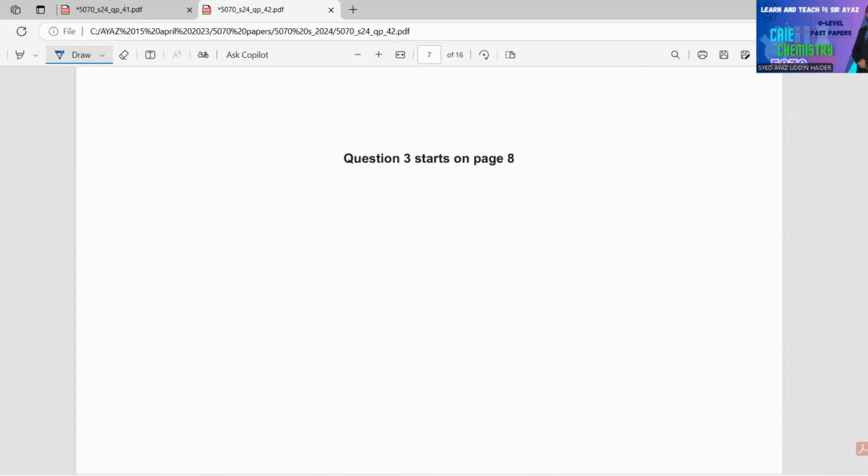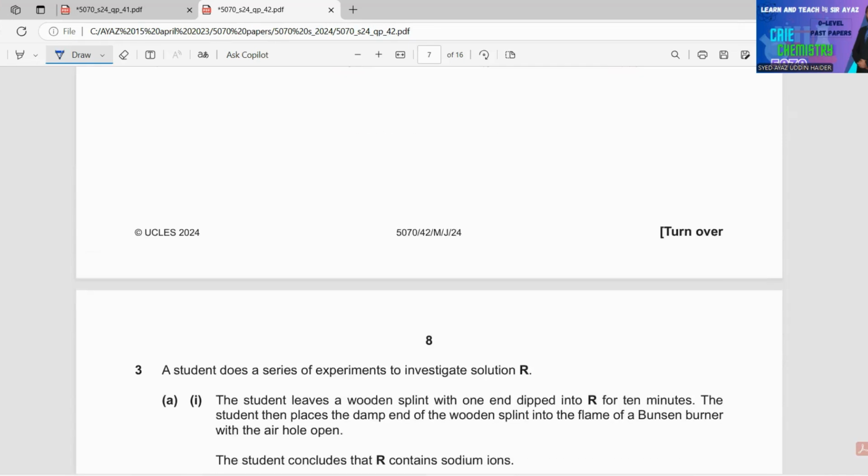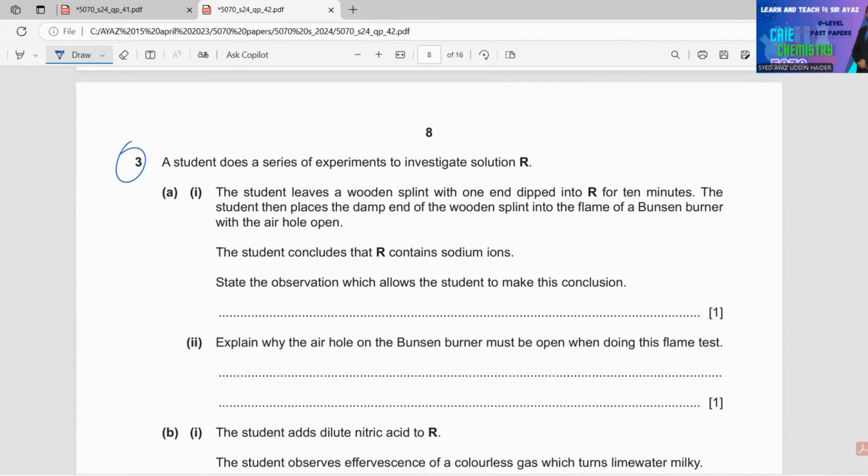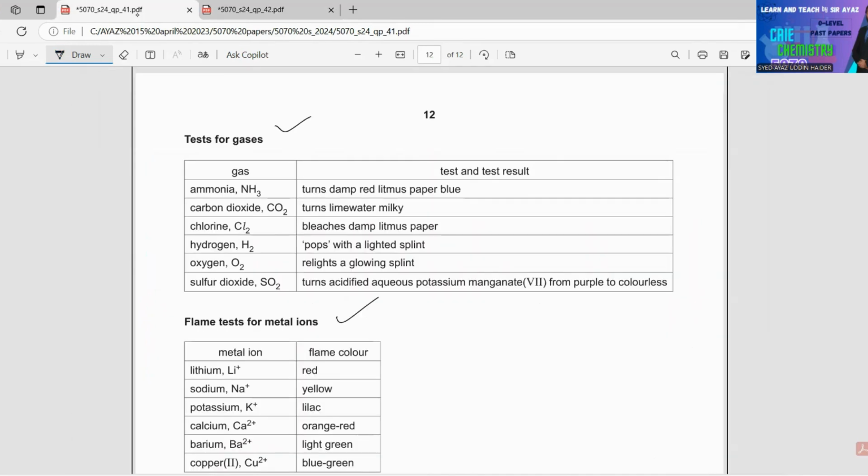Moving to next question, which is question number 3. The student does a series of experiments to investigate solution R. A1, the student leaves a wooden splint with one end dipped into R for 10 minutes. The student then places a damp end of the wooden splint into the flame of a Bunsen burner with the air hole open. The student concludes that R contains sodium ions. State the observation which allows the student to make this conclusion. Simply have to look at the color of the flame for the sodium ion, which is yellow.